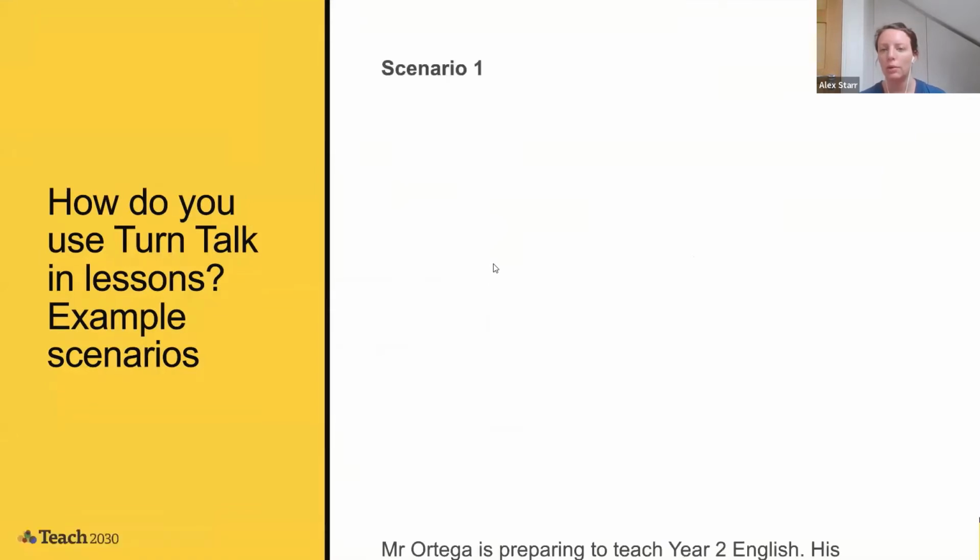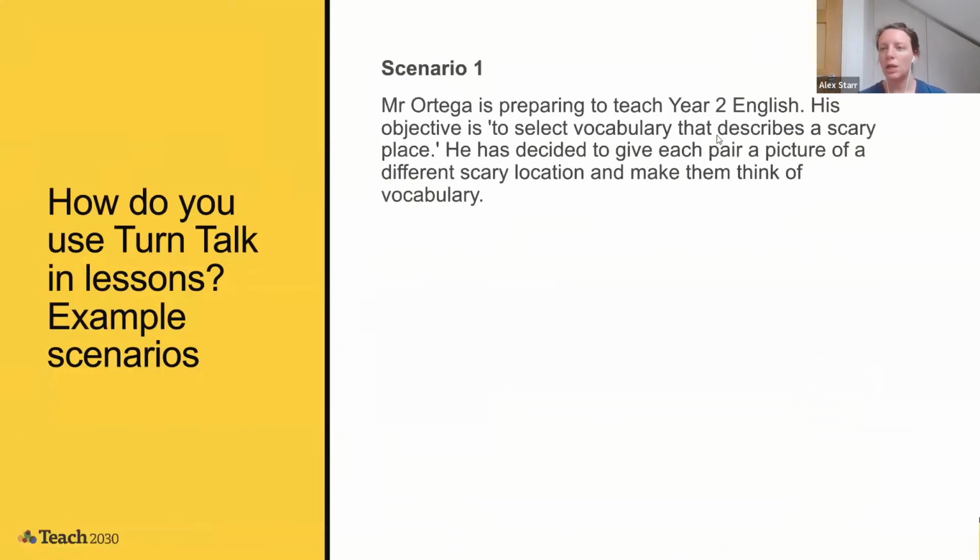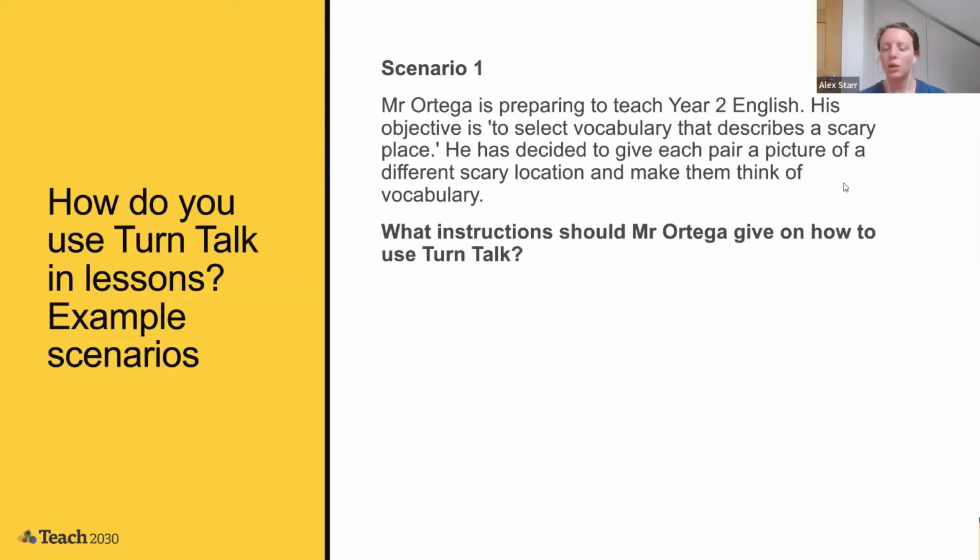Scenario 1. Mr. Ortega is preparing to teach Year 2 English. His objective is to select vocabulary that describes a scary place. He has decided to give each pair a picture of a different scary location, maybe a haunted house or an abandoned building, and make them think of vocabulary. What instruction should Mr. Ortega give on how to use turn and talk?